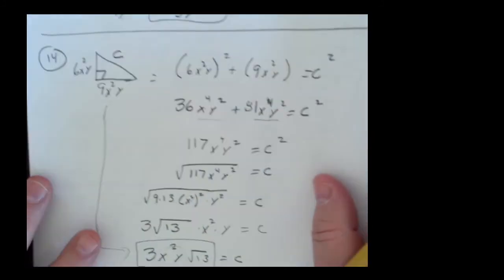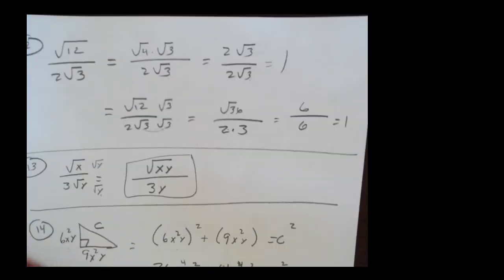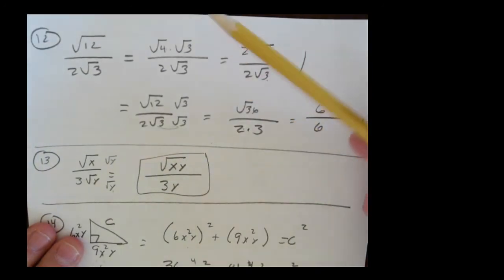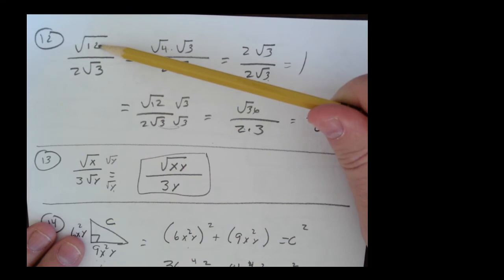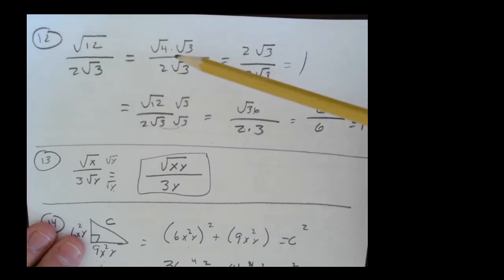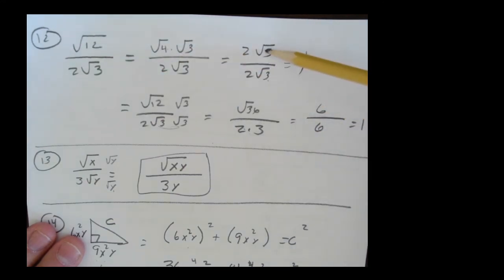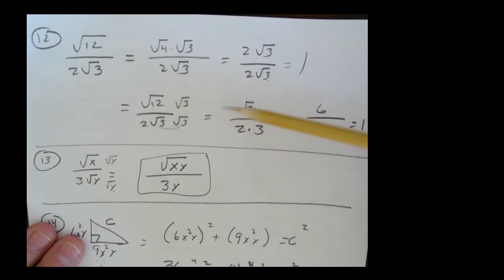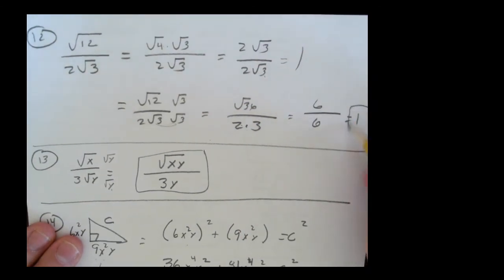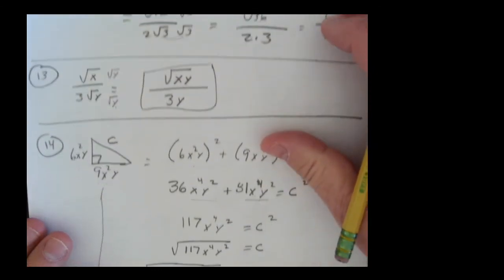12 and 13 aren't bad either. 12 is, actually, the answer is 1, because if you simplify square root of 12, you're going to get 2 times the square root of 3 on top of 2 times the square root of 3. So you've got the same thing on top of each other to get 1. You could have played it out and multiplied the bottom by square root of 3. You'd still get 6 over 6 and get 1 as our answer there.